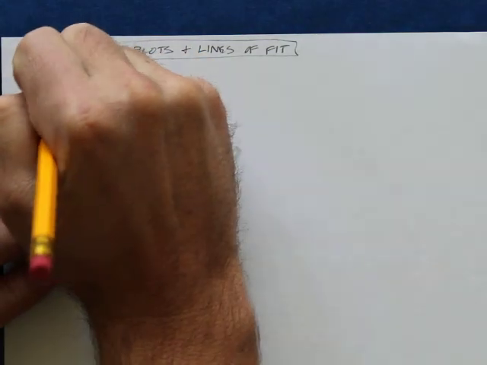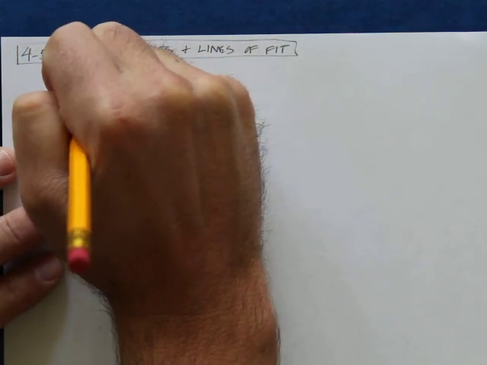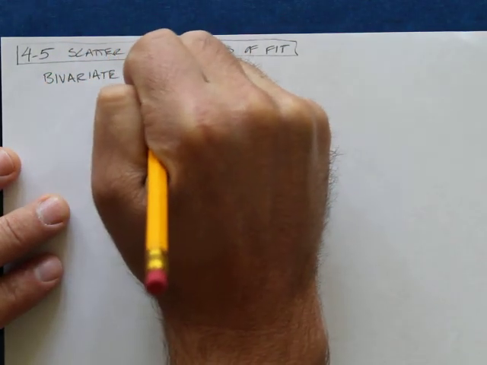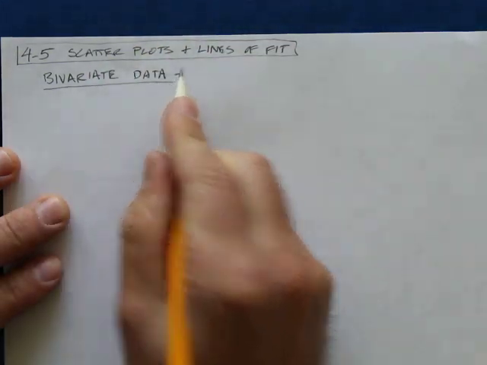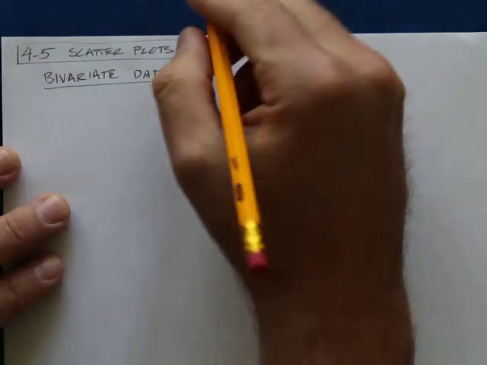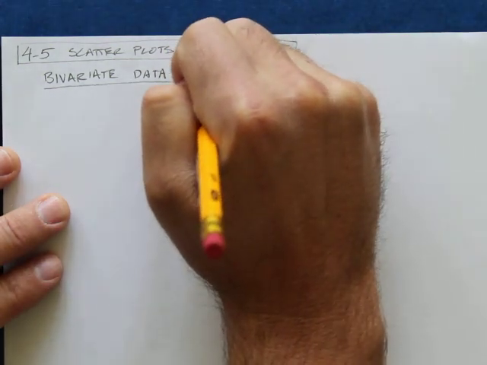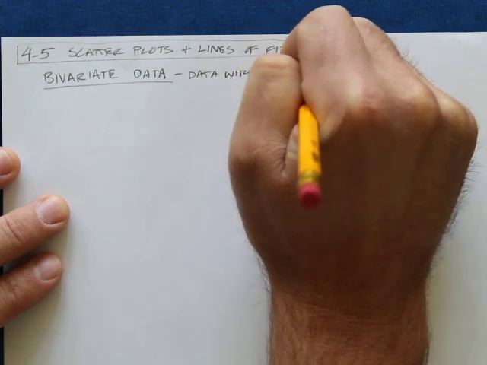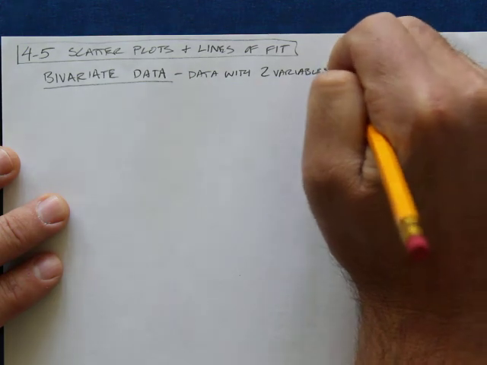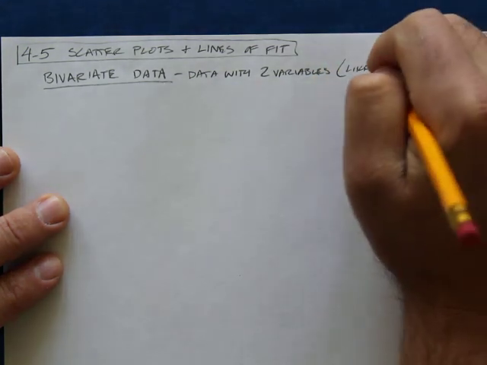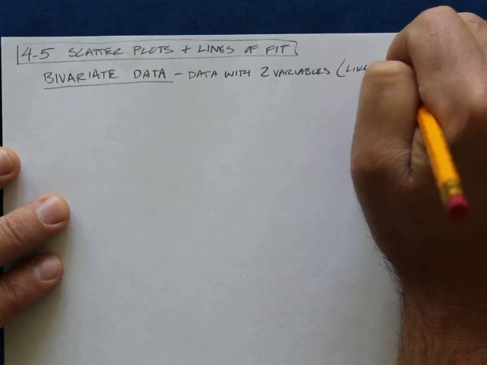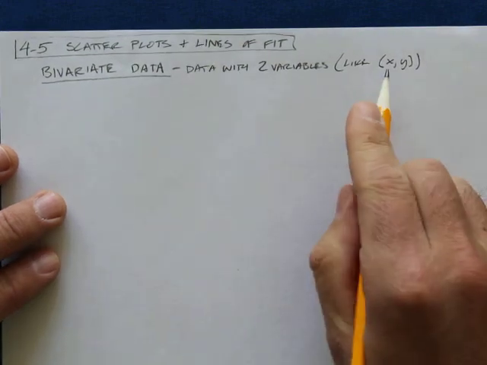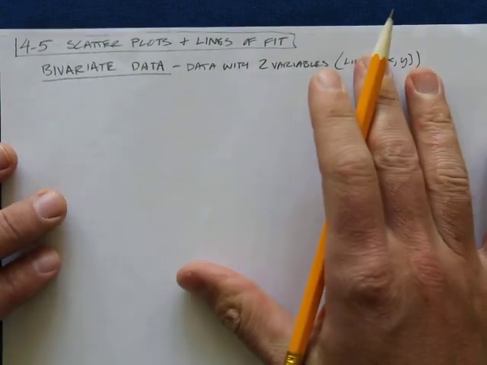All right, here's a term, bivariate data. So this is a term you might see, bivariate data. It just means data with two variables. Like our coordinate points, or coordinate pair, x and y. There are two pieces of data here that go together, x and y. So this is bivariate data.